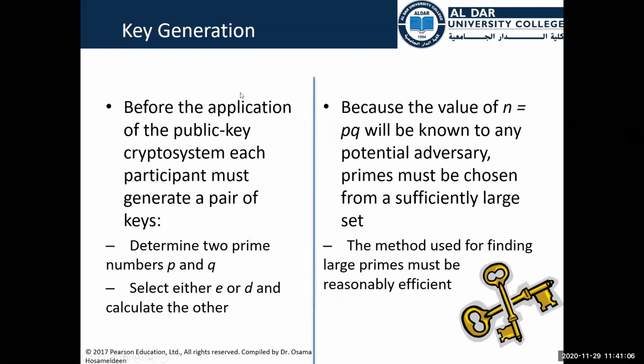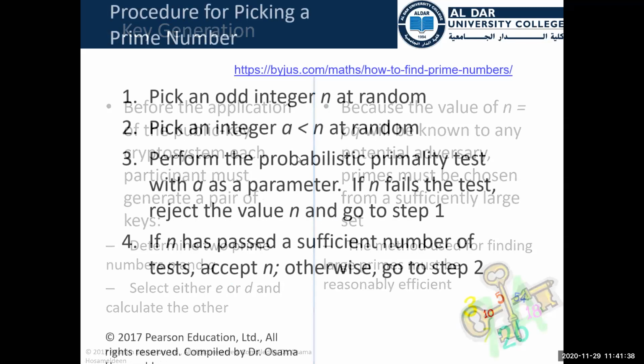About the key generation: we have to determine two prime numbers, P and Q, select either E or D, and calculate the other. Just take one key and try to derive the other. The method for finding large prime numbers should be reasonably efficient.